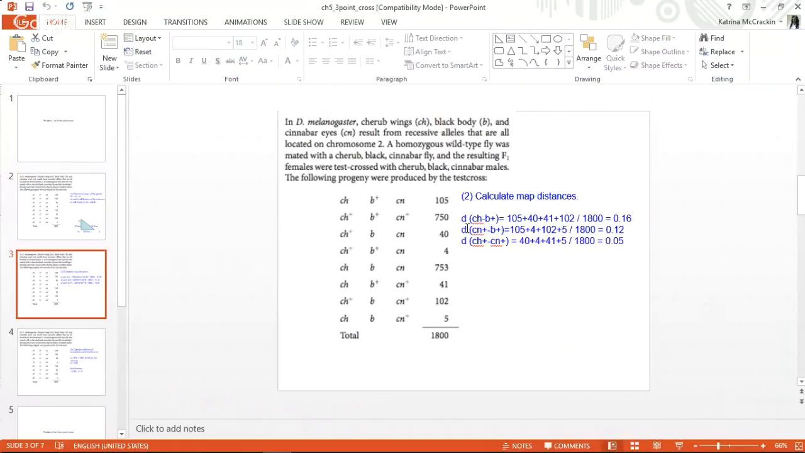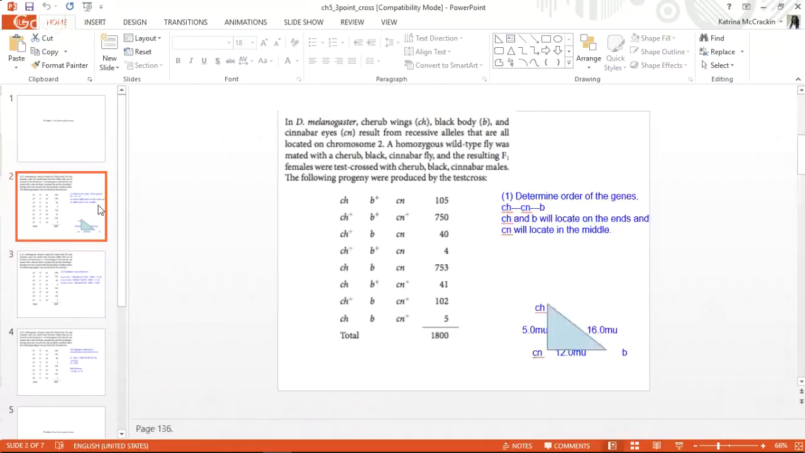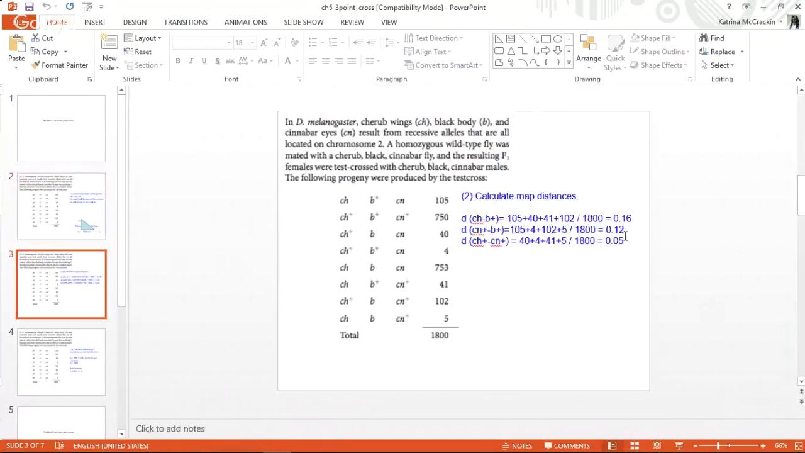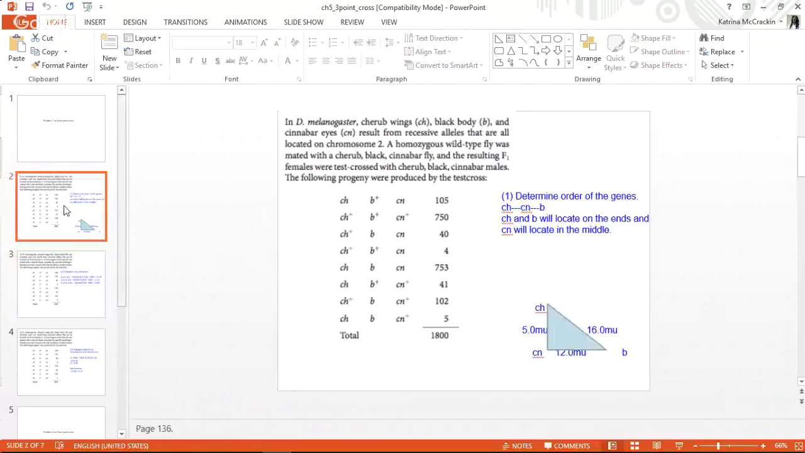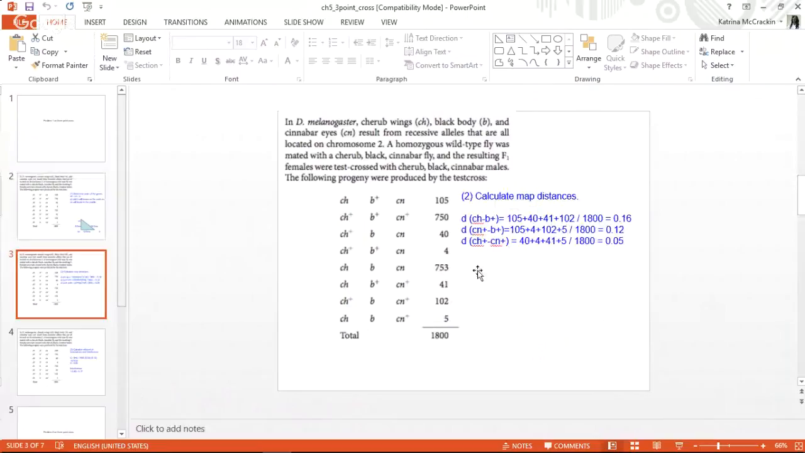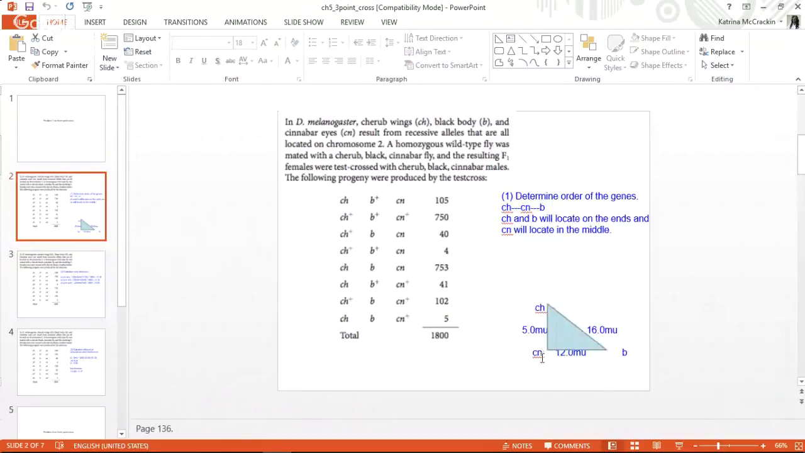So you can see that the calculated map distances coincide with the gene order. We got 0.116, and that was the distance for CH and B. And then we got 0.112, and that was the distance for CN and B. And I did map units, so you just move the decimal over to give it a total full number. And then we did the same thing, CH and CN, 0.05, which was 5 map units, CH and CN.